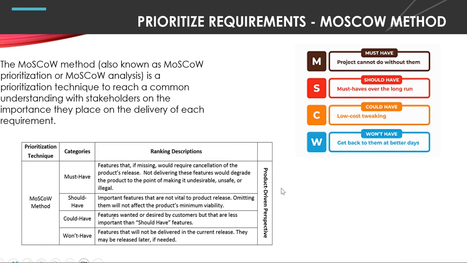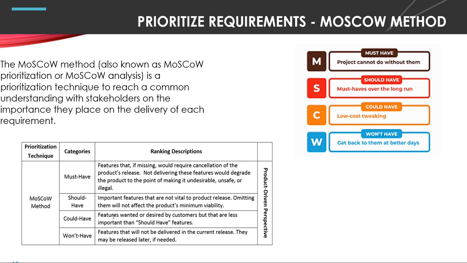Okay, it's very important for a product owner to ensure that his backlog is prioritized. One of the most common methods to prioritize the product backlog is the MoSCoW method, which talks about must have, should have, could have, and won't have. The MoSCoW method, also known as MoSCoW prioritization or MoSCoW analysis, is a prioritization technique to reach a common understanding with stakeholders on the importance they place on the delivery of each requirement.